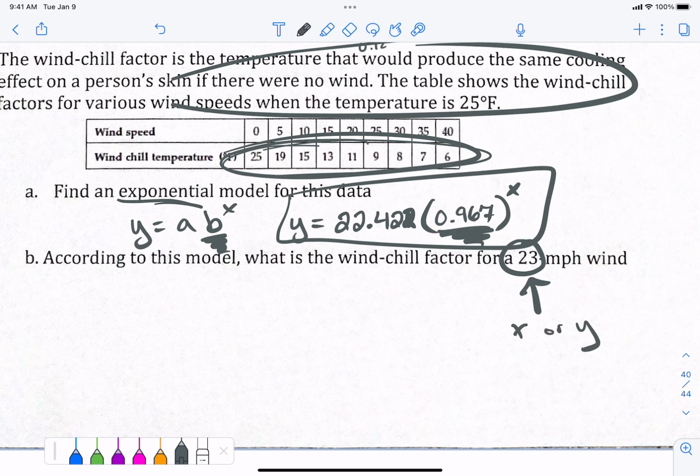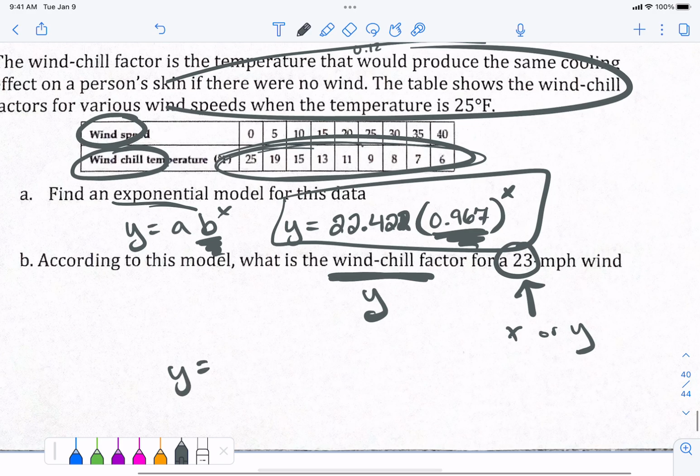Am I plugging 23 in for x or y? 23 for a wind chill factor for a 23 mile per hour wind. What is the wind chill? So we're trying to find wind chill. We're trying to find y if the wind speed is 23. So you are plugging that in for x.